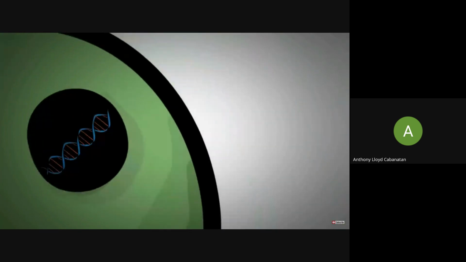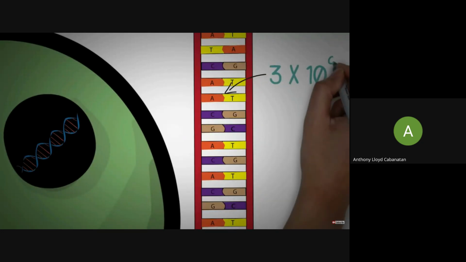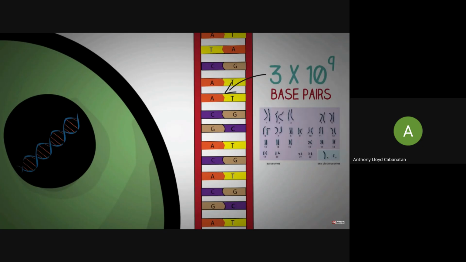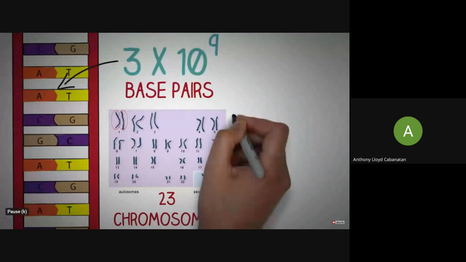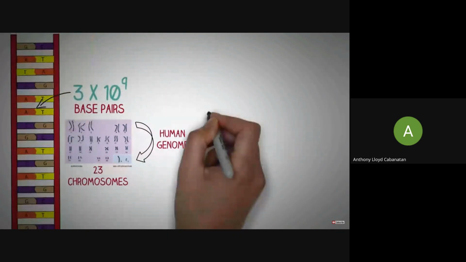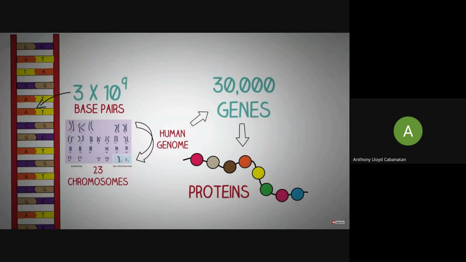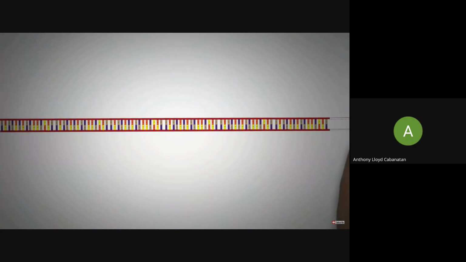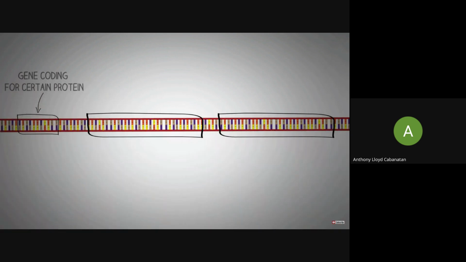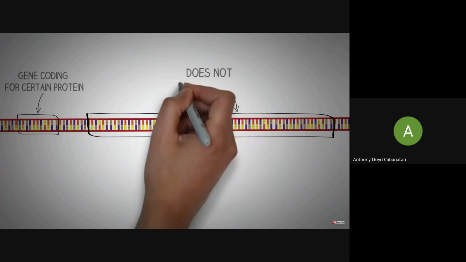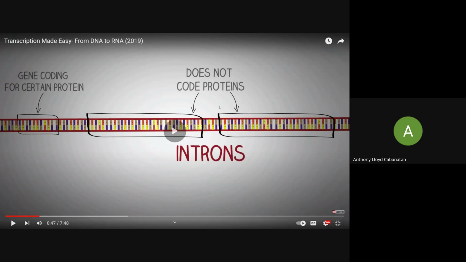The genetic material is stored in the form of DNA in most organisms. In humans, the nucleus of each cell contains over 3 × 10⁹ base pairs of DNA, distributed over 23 pairs of chromosomes. Each cell has 2 copies of this genetic material. This collectively is known as the human genome. The human genome contains about 30,000 genes, each of which codes for certain proteins. Although thousands of genes in the human DNA code for proteins, large stretches of DNA in the human genome are transcribed, but they do not code for proteins. These regions are known as introns, and they make up about 95% of the genome.